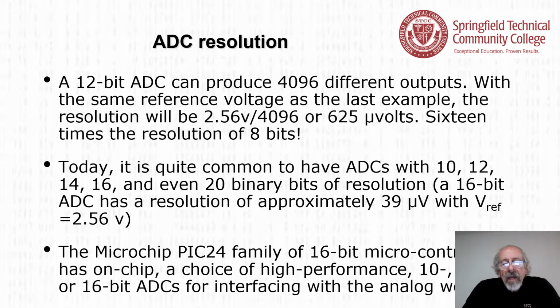Today, it's quite common to have A to D converters with 10, 12, 14, 16, and even 20 binary bits of resolution. A 16-bit A to D converter has a resolution of approximately 39 microvolts with a V reference of 2.56 volts. Now you start to get down into the noise. The Microchip PIC24 family of 16-bit microcontrollers has on-chip a choice of high-performance 10, 12, or 16-bit A to D converters for interfacing with the analog world.